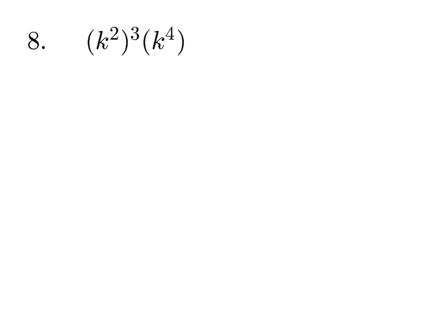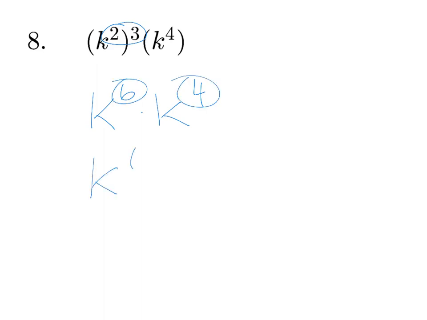All right, for this exponents problem, I have a power to a power, and in this case, I always multiply when I have a power to a power, so I have k to the 6, and I'm going to have times k to the 4. All right, now I'm multiplying exponents here. So what do you do with the powers? You add them. So end up with k to the 10th power. Done.